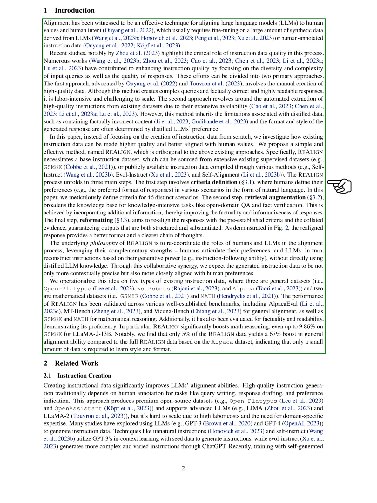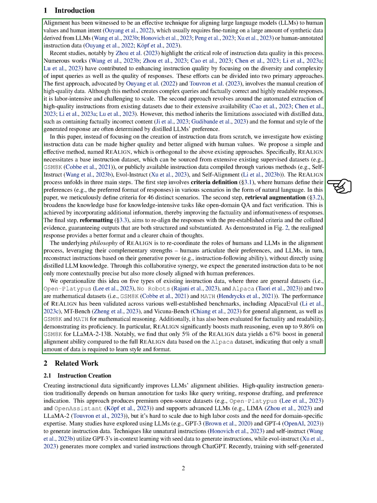In our paper, we shift the focus from creating new instruction data from scratch to improving the quality of existing instruction data and aligning it more closely with human values. We introduce a straightforward yet effective method called REALIGN, which is distinct from the previously mentioned approaches. REALIGN requires a base instruction dataset, which can be sourced from large existing supervised datasets or publicly available instruction data compiled through various methods. The REALIGN process consists of three main steps.